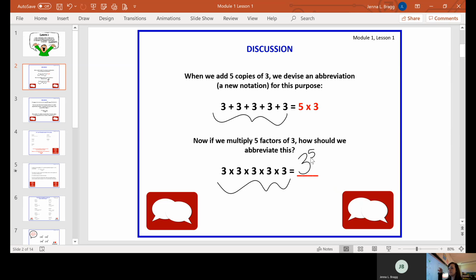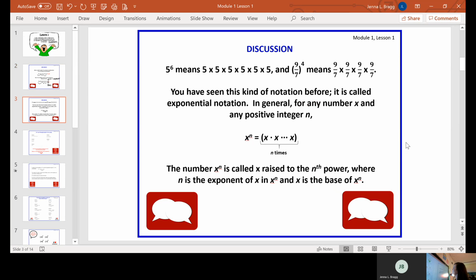It's a big 3 and a smaller 5 up in the top right-hand corner. This is the base. You're going to hear me refer to that as a base. This is your exponent. And it's pronounced 3 to the 5th power. All right, so 5 to the 6th power means we've multiplied 5 6 times. And 9 sevenths raised to the 4th means we've multiplied 9 sevenths 4 times.